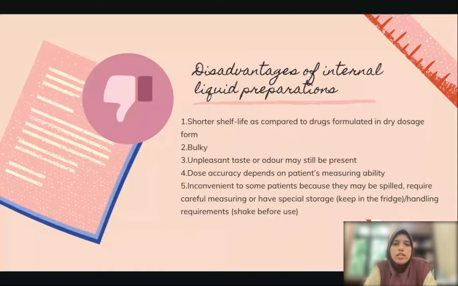There are also some disadvantages, okay. Shorter shelf life as compared to dry dosage form. Usually for liquid preparation, it can go up to 1 or 2 years, okay, if prepared in a GMP facility and with added preservative. But for tablets or capsules, it can go up to 3 or 5 years of stability, okay.